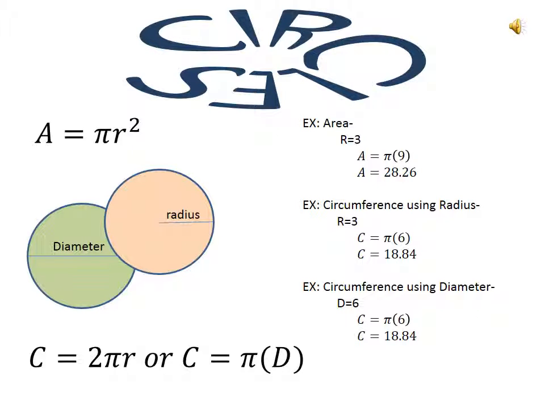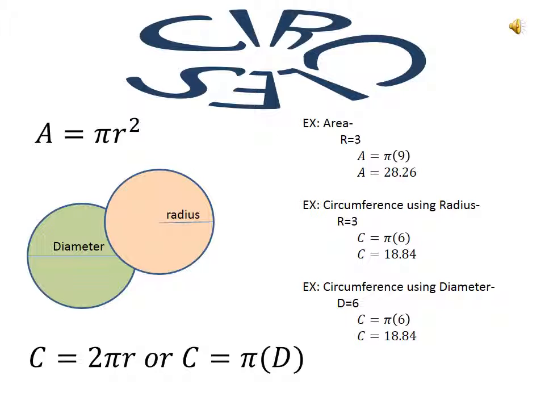First off, we'll learn how to find the area and circumference of circles. As previously stated, the radius is a line from the center to the circumference of the circle, whereas the diameter is a line passing straight through. In order to find the area of a circle, you have pi times r squared. In our example, r equals 3. So we would multiply pi times 3 squared, which equals 9. So pi times 9 equals 28.26. That is our area of the circle.